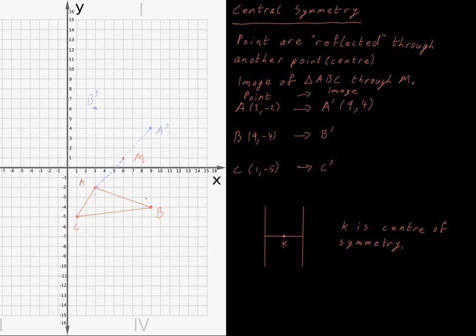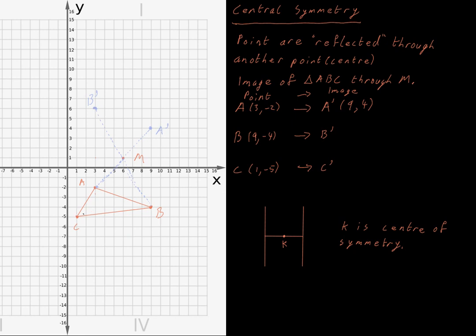Again, if we had our ruler, we would take our ruler and sit it along the line MB, and we would say, well, I'd measure this distance, keep my ruler where it was, and I would go out the same distance out to my image of B.